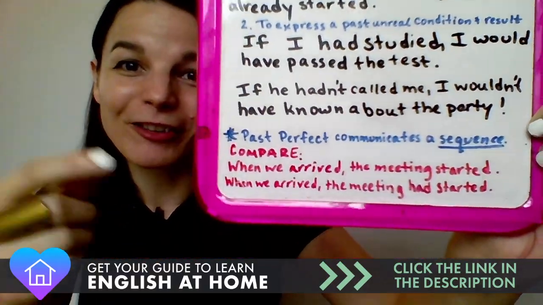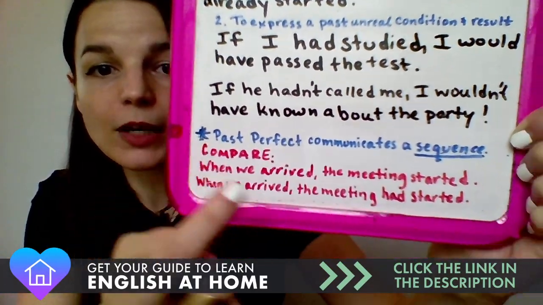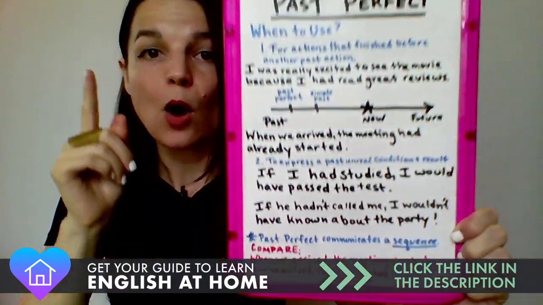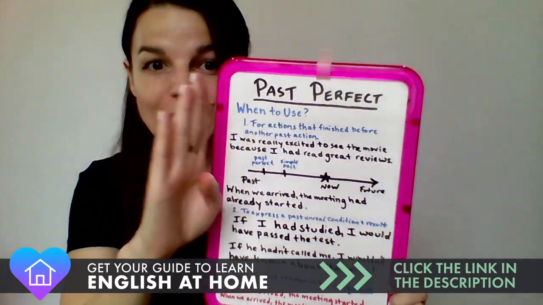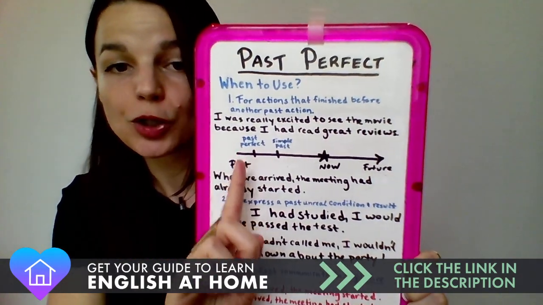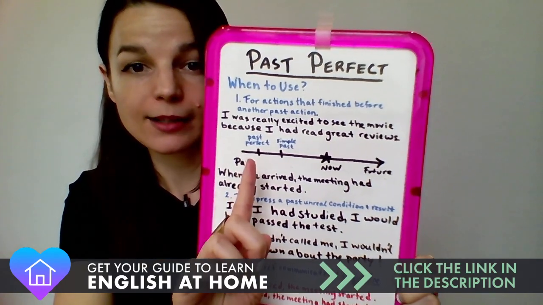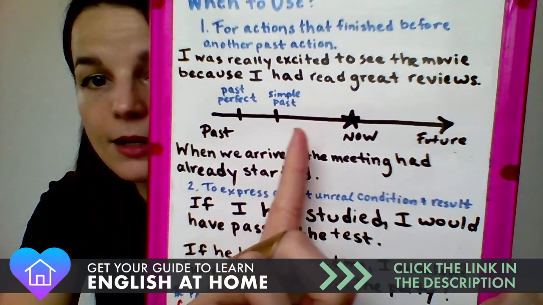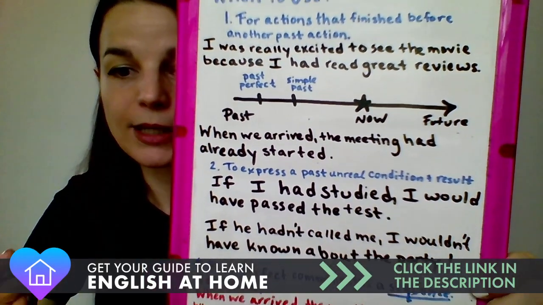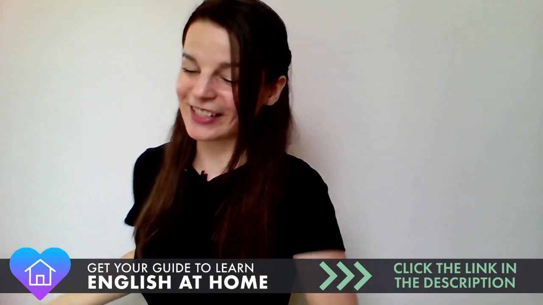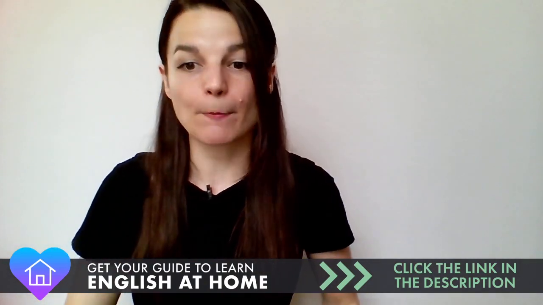So your key point for today to remember, past perfect communicates a sequence. There's a sequence of activities. Whatever your past activity is, the furthest in the past activity should be in past perfect tense. Use simple past tense to express the activity that's closest to the present. Okay, that is part one for today. Woohoo! So this is how we use past perfect tense.